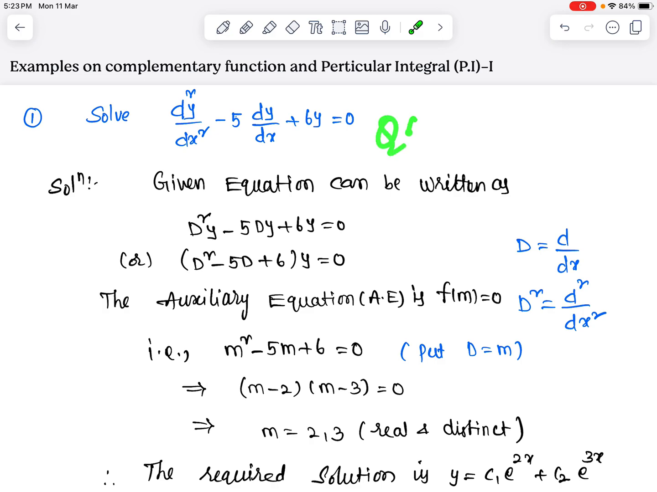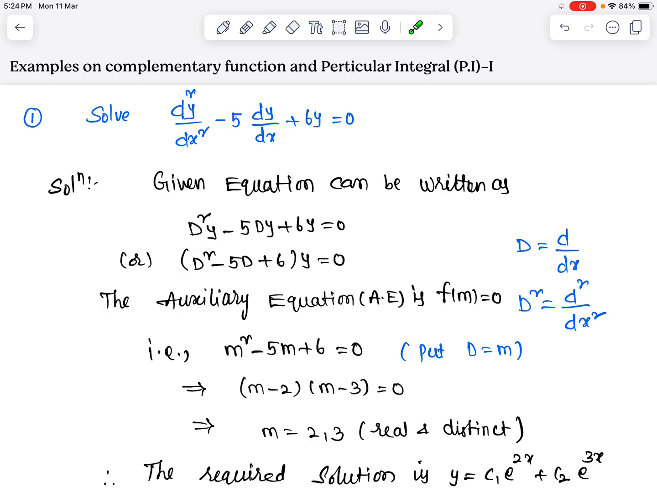In this, q of x is not there, q of x is equal to 0, that is why for this the complementary function is the general solution. For the given differential equation, complementary function is the general solution. Okay, to find the general solution for this differential equation, we should first write the given equation in the operator form.